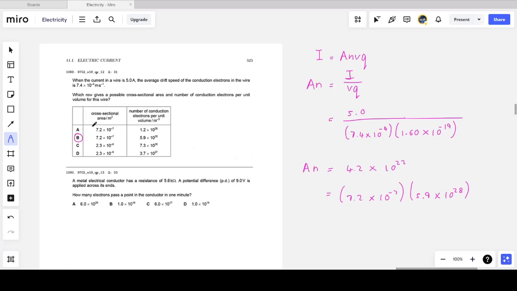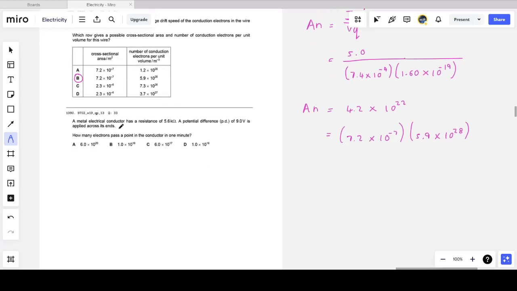So you had to do a little bit of guess and check there, but it shouldn't take you too long to determine which values, because you simply need to multiply them together. So you could do that in your calculator very rapidly and see which gives you 4.2 times 10 to the 22. So like always, when you see questions that ask you for drift speed and cross-sectional area, immediately go to the equation I is nAvq.